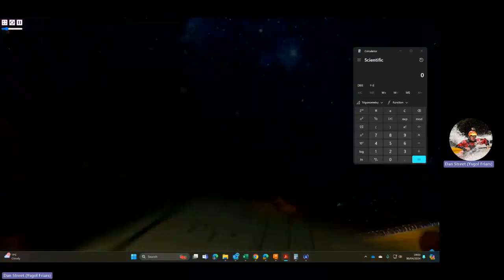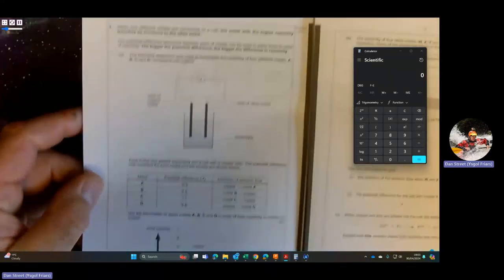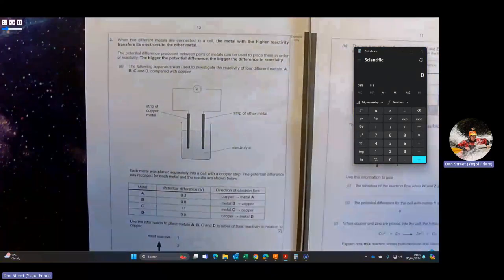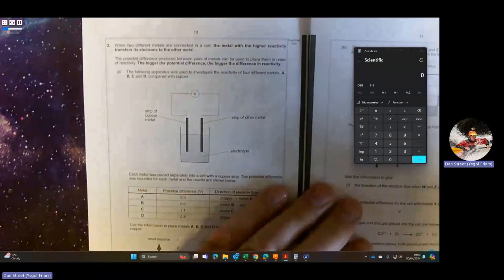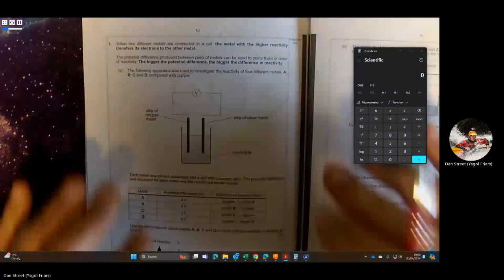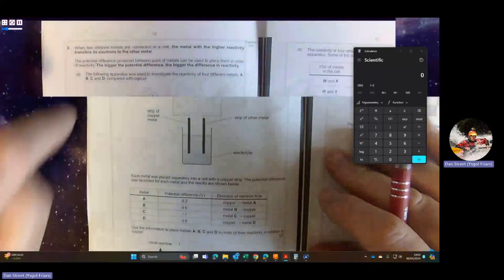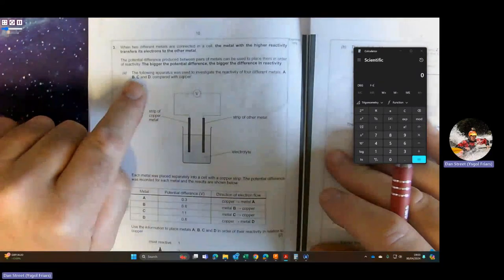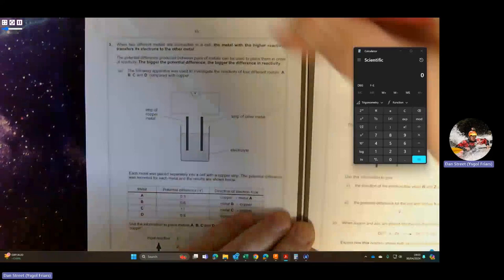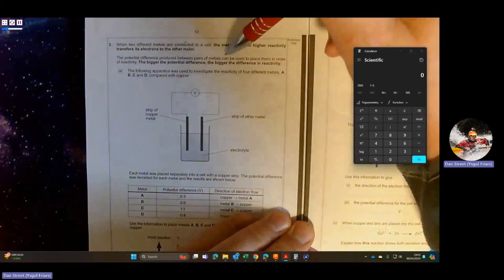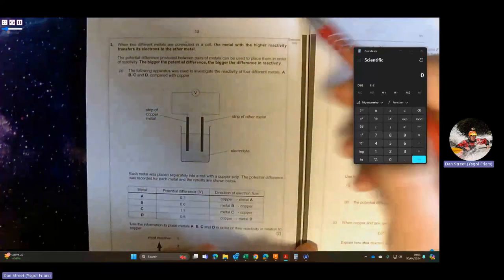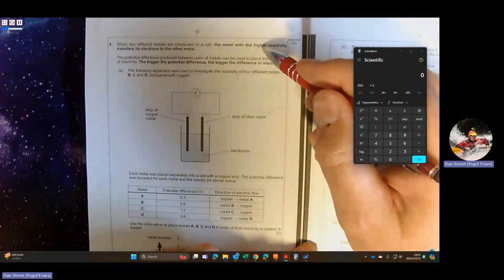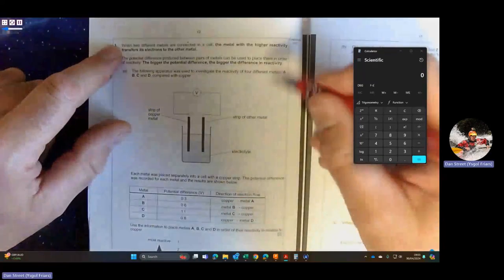Okay, so this question is taken from the metals topic, or extraction of metals, and again it's an example of electrolysis. However, they've used electrolysis to illustrate another feature of chemistry, which isn't specifically in the syllabus. However, it is explained in the question. So it says when 2 different metals are connected in a cell, okay, so a cell is where you've got 2 electrodes and an electrolyte, the metal with the higher reactivity transfers electrons to the other metal.